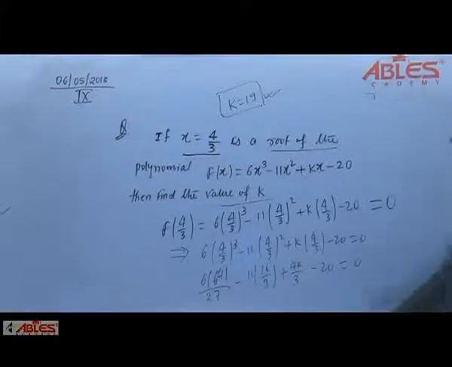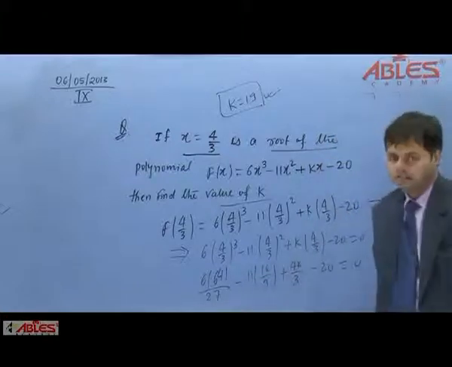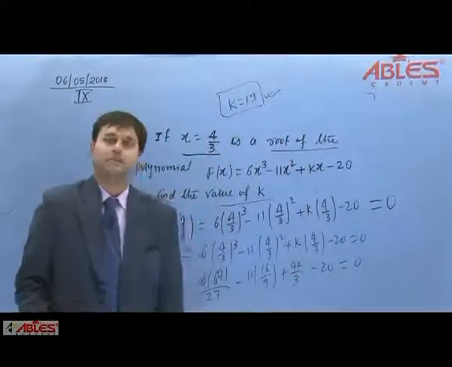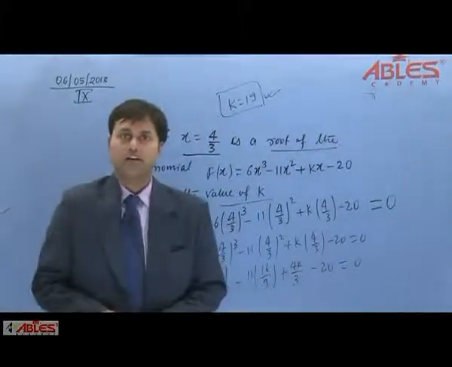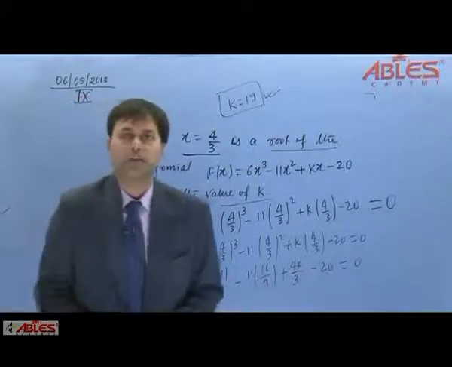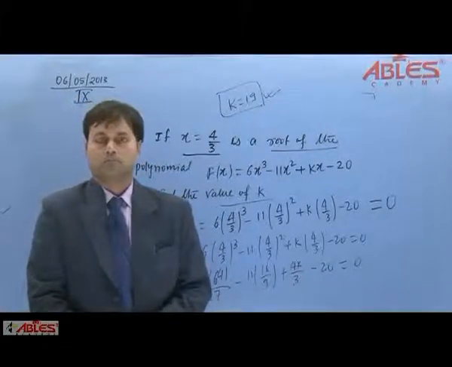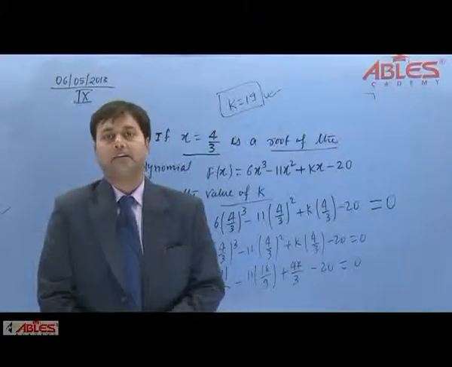So you can take LCM for 3, 9 and 27. That is, you will get 27 here. In this way simplify it. It's simple, the simplification part you can do. Okay students, I am waiting for your response whether you are getting k equals 19 or not. All centers, try to find it.